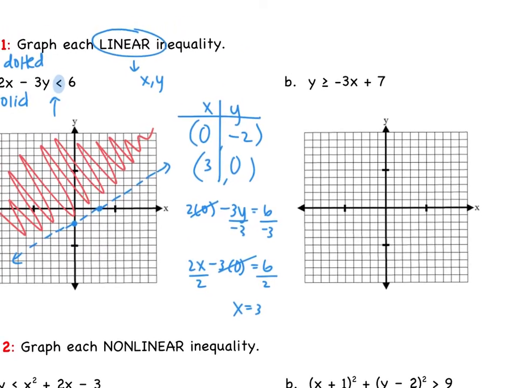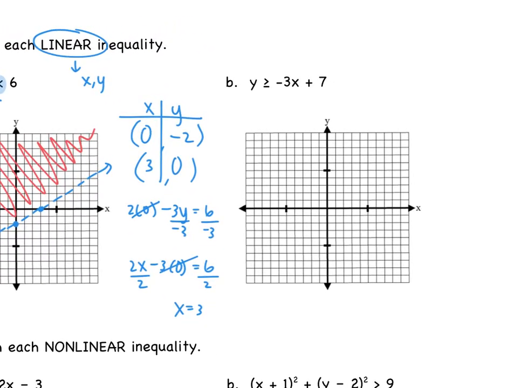Okay, so let's look at B then. First thing I want us to recognize is how do we know it's a line? Single x, single y. Single x, single y, this is going to be a line. This is in a different form. You're not going to make a table here. This is slope-intercept form. 7 is our y-intercept. -3 is our slope.